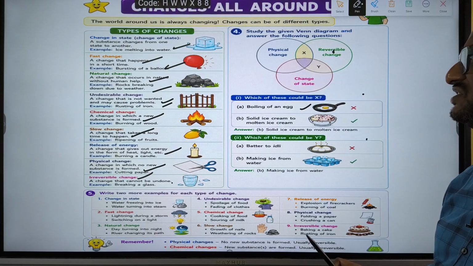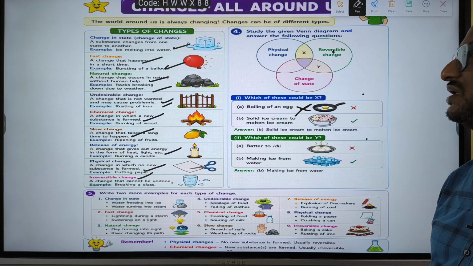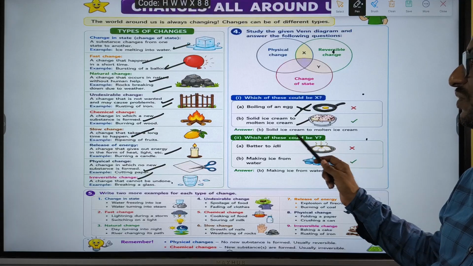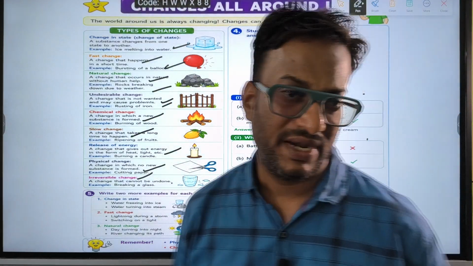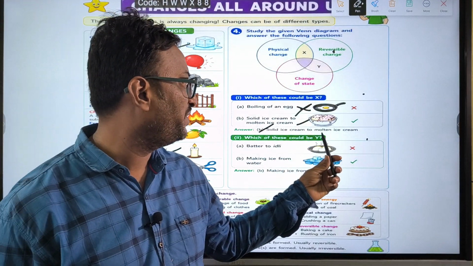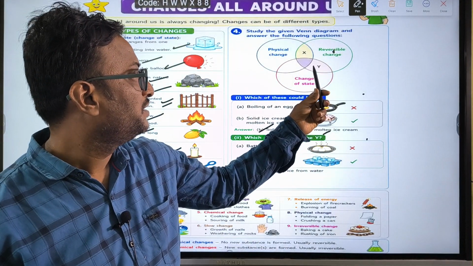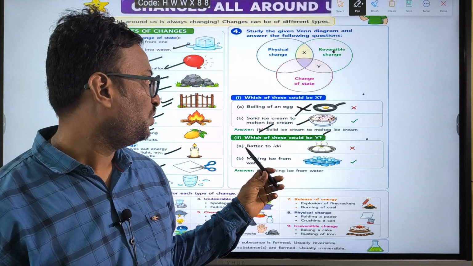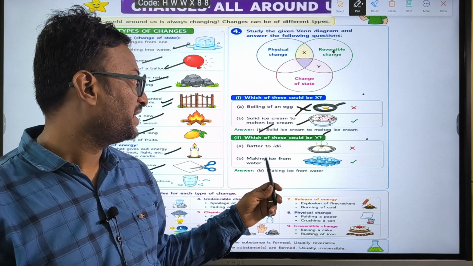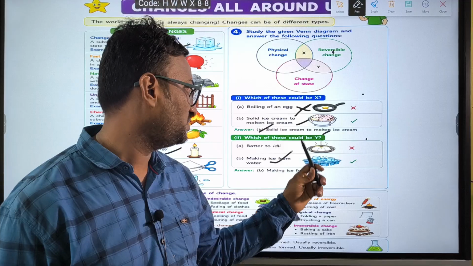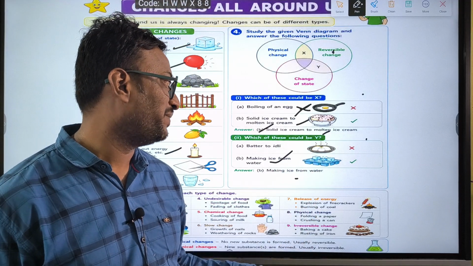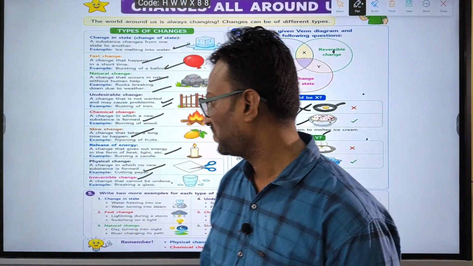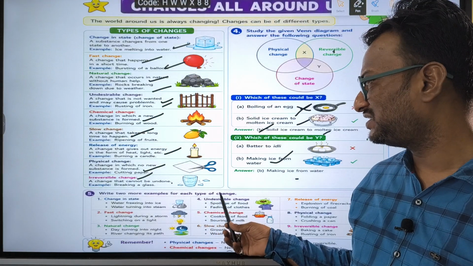X should be a physical change. First of all, boiling of egg is a chemical change, so it does not come under this. Solid ice cream melting into molten ice cream, so the answer is B. Next one. Which of these could be Y? Y should be change of state as well as reversible change. So butter to idli, making ice from water. Butter to idli, we cannot get it back. So ice to water.